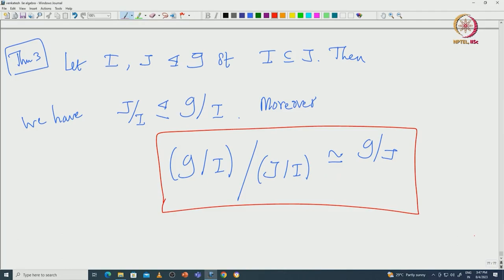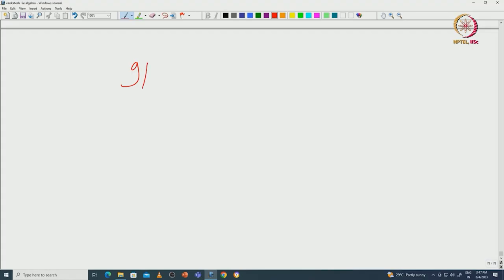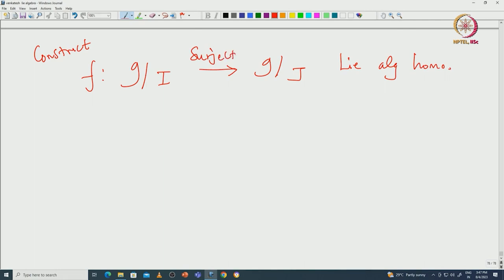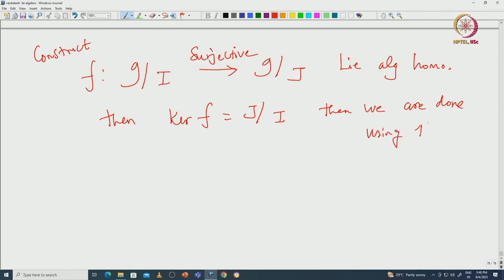Again, to prove this, we just construct a Lie algebra homomorphism from g modulo I to g modulo J. Let me call it F, a surjective Lie algebra homomorphism. Then if the kernel of F is J modulo I, we are done using the first isomorphism theorem.